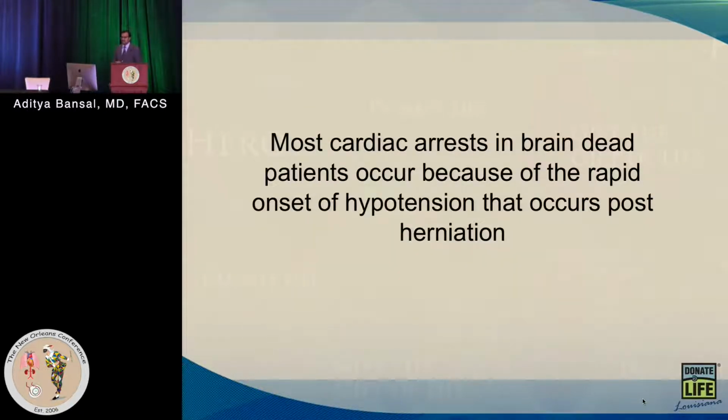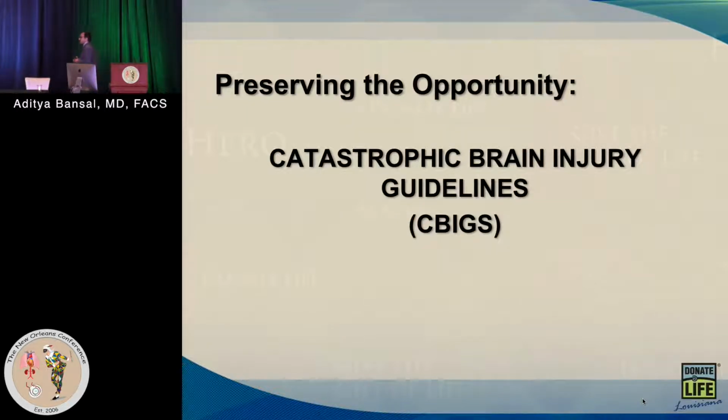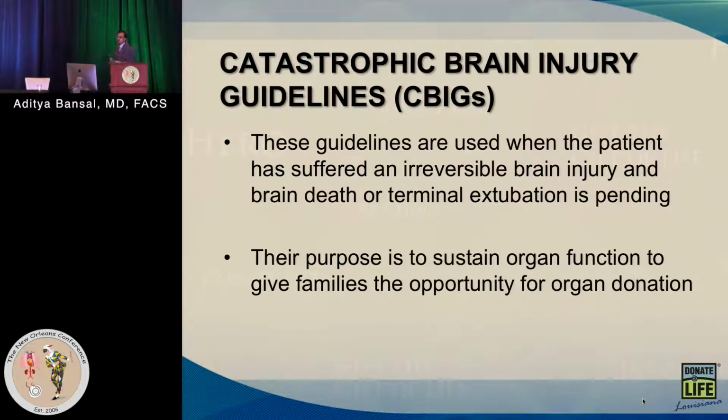As we talked about, most cardiac arrests in brain death patients occur because of rapid onset of hypotension post herniation. How do you preserve these potential organs? I think they have come up with the catastrophic brain injury guidelines. These guidelines are used in patients that have irreversible brain injury, and the purpose is to sustain organs to give families an opportunity, and more important than families, the patient, the donor, because it's his or her informed consent for organ donation.